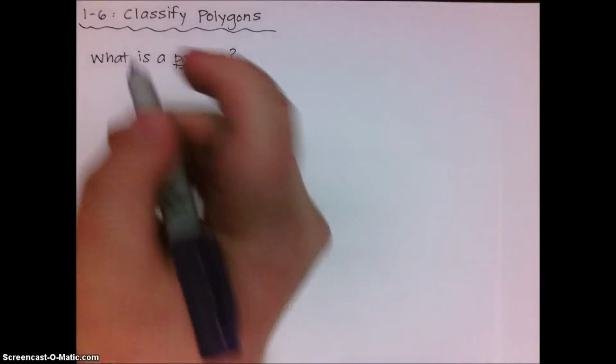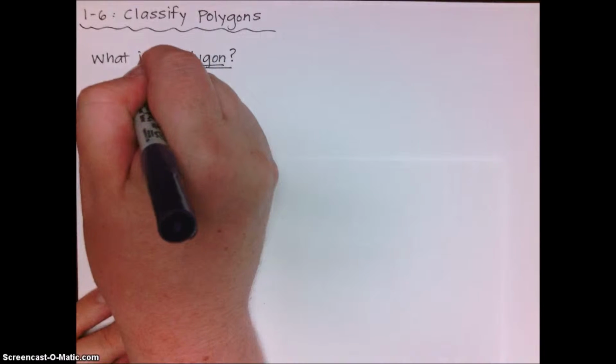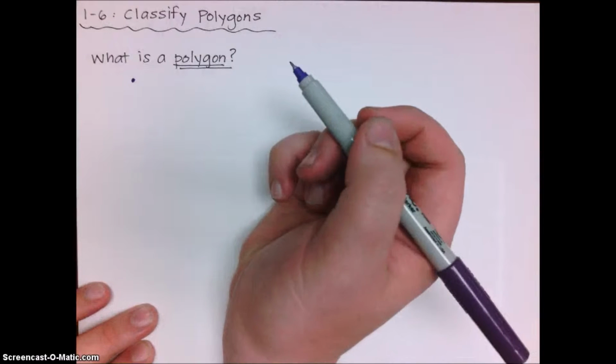Hello class, today we're going to be learning lesson 1-6 in your textbooks, and this is all about learning how to classify polygons. So we need to begin by asking ourselves, what is a polygon? And you might remember this, that it's some sort of shape. So let me give you some further definitions for what a polygon truly is.